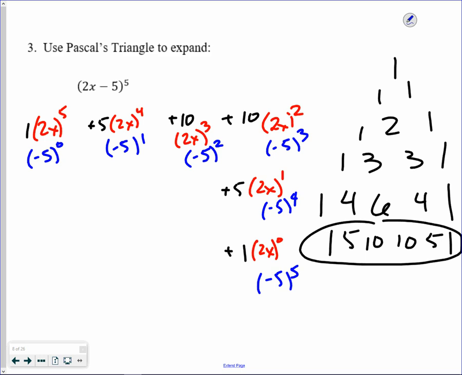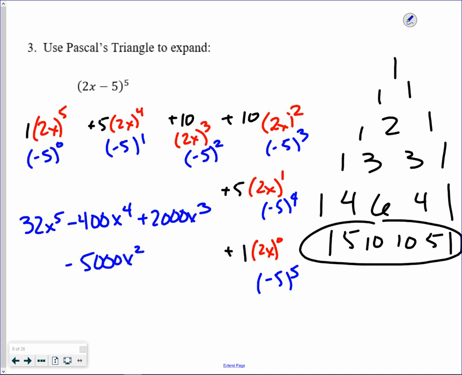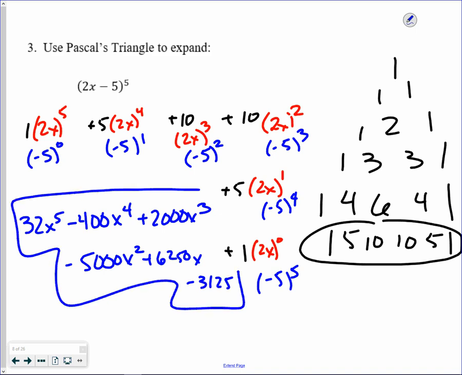So 2 to the fifth, x to the fifth, times negative 5 to the 0 times 1 would be 32x to the fifth. Each one of these is done individually. So negative 400 x to the fourth plus 2,000 x to the third minus 5,000 x to the second plus 6,250 x minus 3,125. And that is the 2x minus 5 to the fifth power expanded.